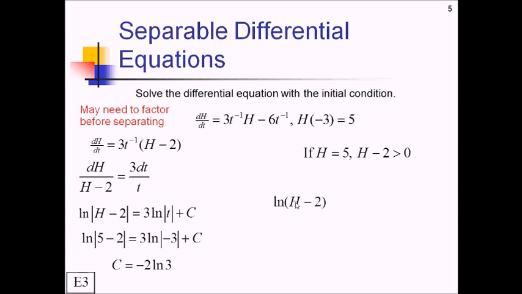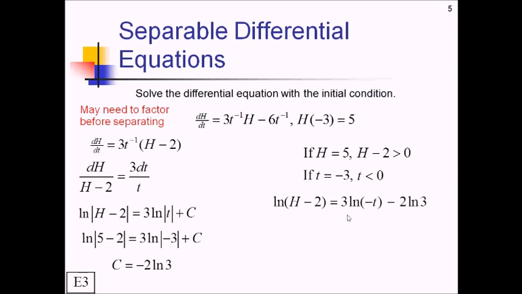So ln parentheses h minus 2. Now we have to take care of this ln absolute value of t. Our initial t value is negative 3, which means t in general is negative for this problem. So I'm going to have to replace this with 3 ln parentheses negative t. And then don't forget to actually put that plus c value on there, so minus 2 ln of 3.